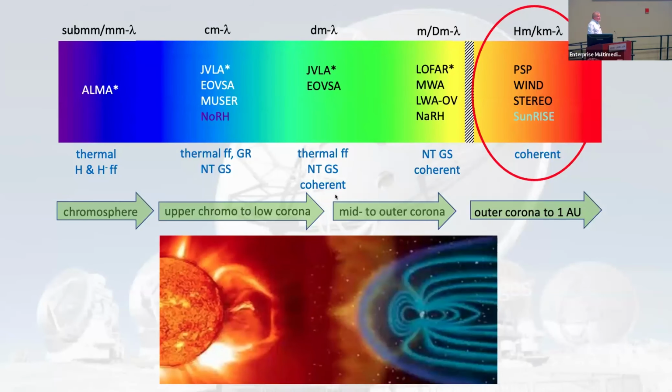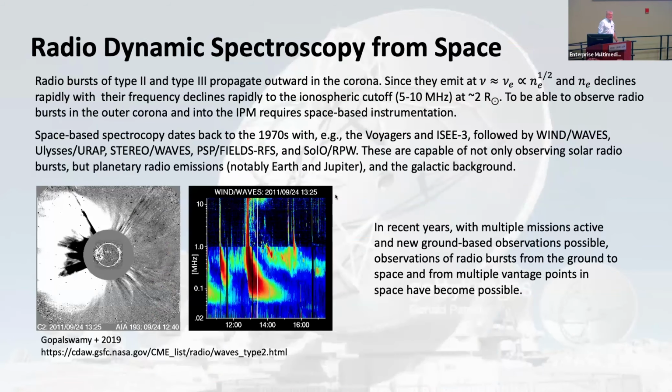Okay, now let's go above the ionospheric cutoff into outer space, because we can't see these long wavelengths on the ground. And really, the only emission we can see are these coherent radio bursts. The sensitivity is not there to see anything but coherent bright emission. So again, this has a long and storied history. It dates back to the 70s.